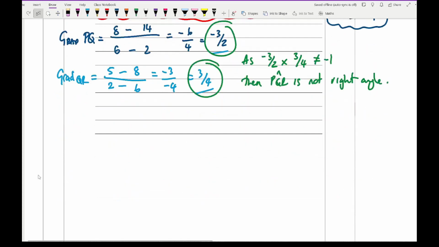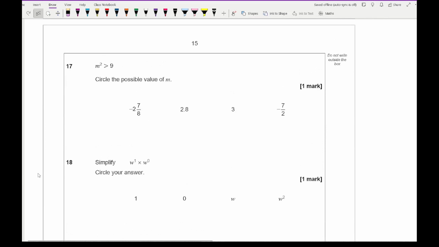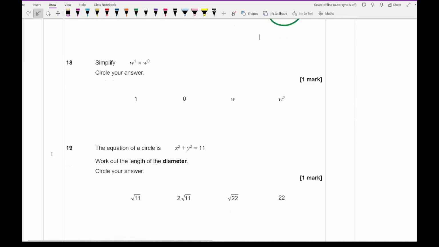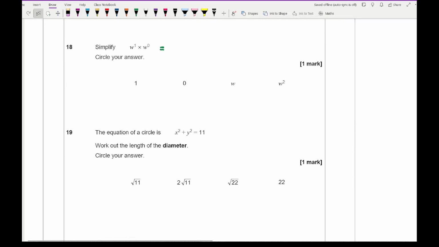Moving on to question 17, it says m squared is greater than 9. Circle the possible values of m. Because we're looking at squares and inequalities, m needs to be bigger than 3, or m needs to be less than -3. I'm looking for which of these 4 possible values fill either of these two categories, and the only one that does is -7 over 2, which is -3.5. Question 18, it says simplify. Here, because we're multiplying and the base numbers are the same, we add the powers. So 1 plus 0 is 1, which is the same as w, which is my option.